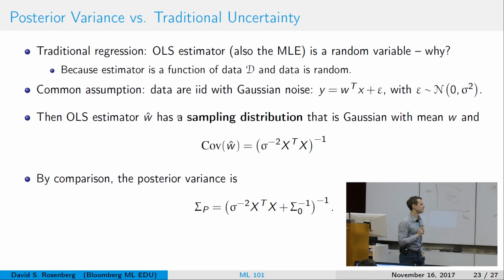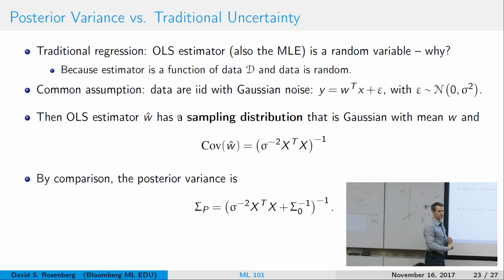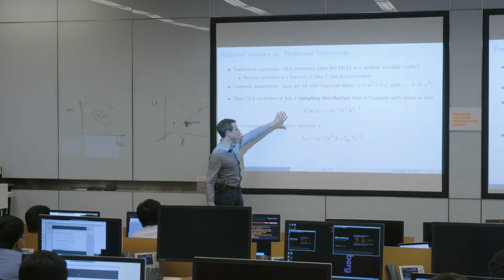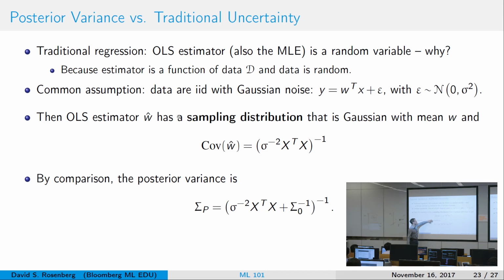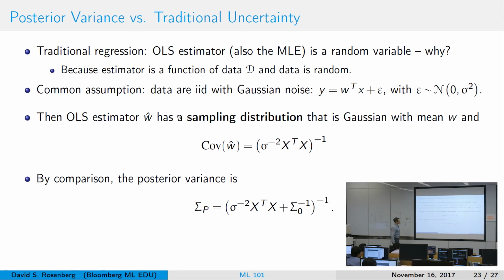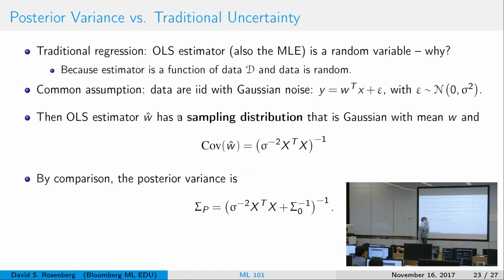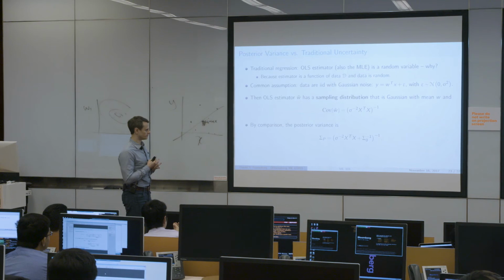So how does this compare with the covariance matrix of the posterior distribution? Remember, the posterior distribution also was Gaussian. We have the covariance of the posterior distribution, and I wanted to compare it to the covariance that we get from traditional statistics for the estimator. You can see they're very similar. This term matches exactly, but now we're adding a piece. Sigma 0, what was that? The covariance of the prior distribution.